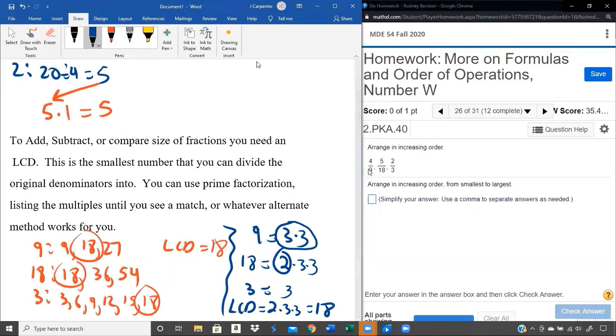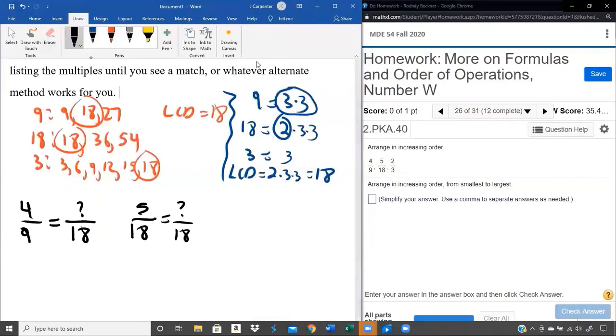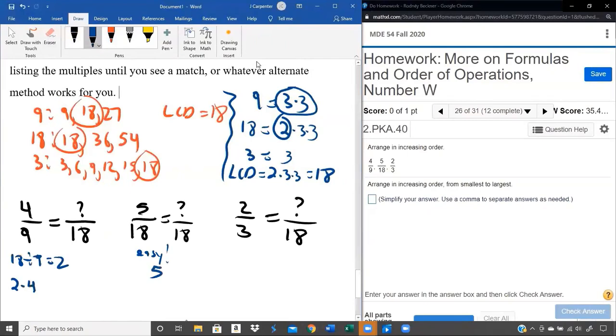That just gives us the new denominators. All these 9s, 18s, and 3s need to be turned into 18s. So the 4 over 9, we need to turn to something over 18. The 5 over 18, we need to turn into something over 18. And the 2 over 3, we need to turn into something over 18. Well, the middle one's easy. The bottoms are the same, so that number should be 5. 18 goes in 18 once, 1 times 5 is 5. The denominators don't change, the top can't change. For the first one, 18 divided by 9 is 2. Then we take that 2 and multiply it by the 4, which is 8. So that one would be 8.